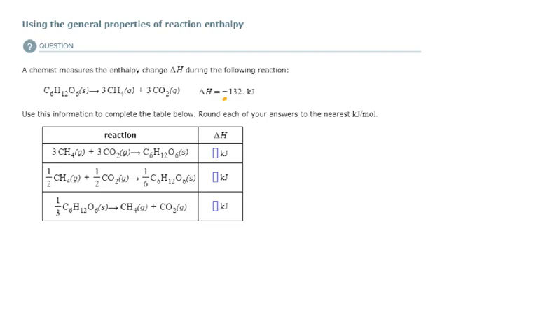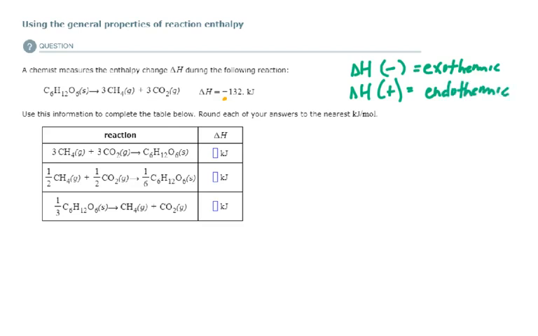What does a negative change in enthalpy tell you? Well, it tells me that for this process, the reaction is exothermic, or heat is released by the system. So again, if delta H is negative, then that means the process is exothermic. If delta H is positive, then it is an endothermic process. Heat is being taken in from the surroundings into the system, the reaction system itself.